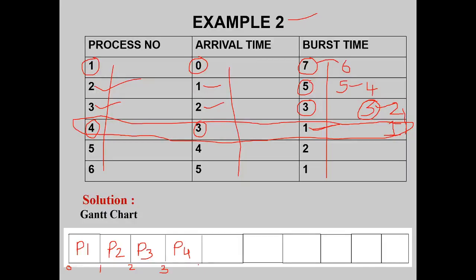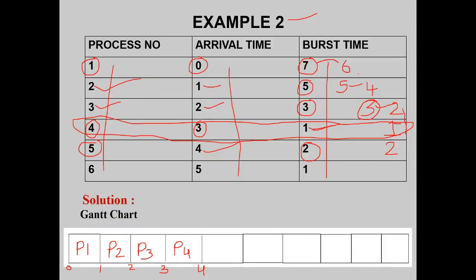Now at unit 4 another process has come here. You can check which process has come at unit 4. Process P5 has come with burst time 2 units. Currently P4 was executing, which has already completed. Now process P2 has burst time 2.